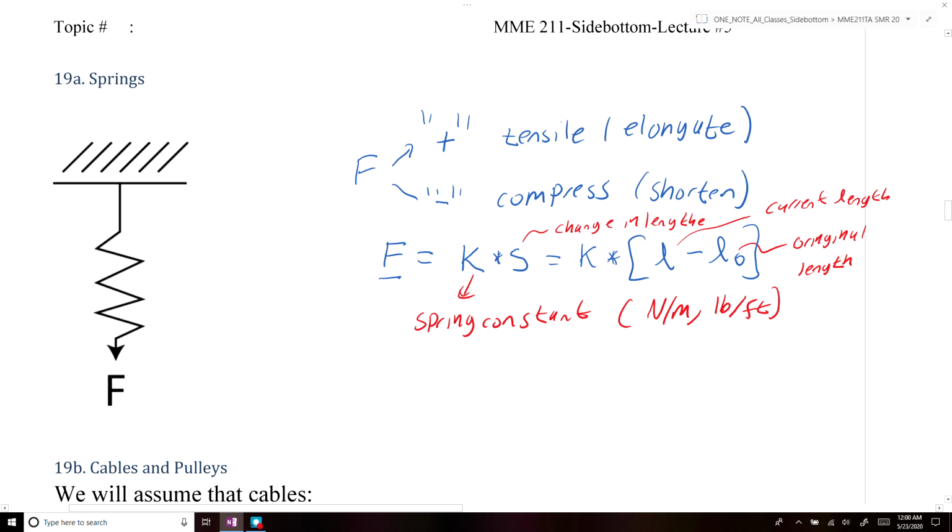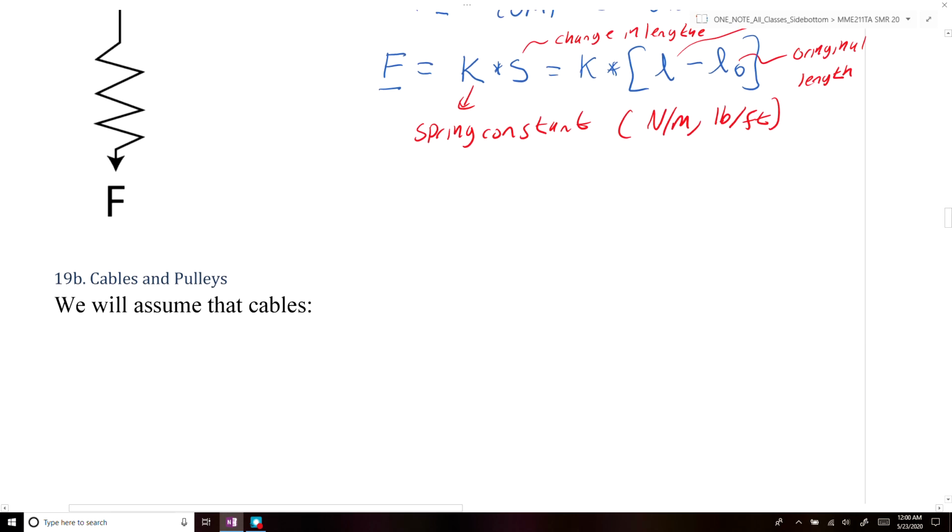So using this relationship called Hooke's law, if we know two out of the three variables, we can solve for the unknown force, or one of the unknown variables.